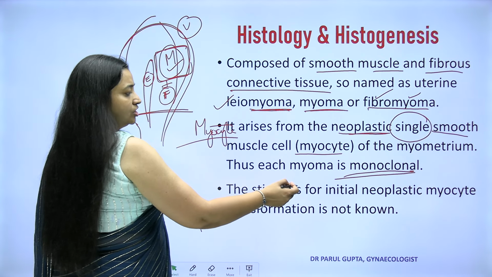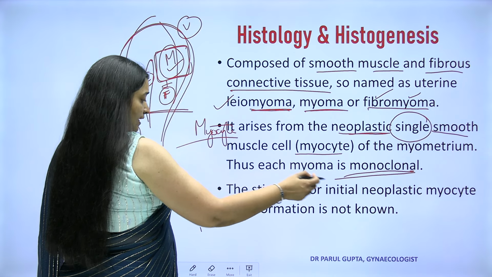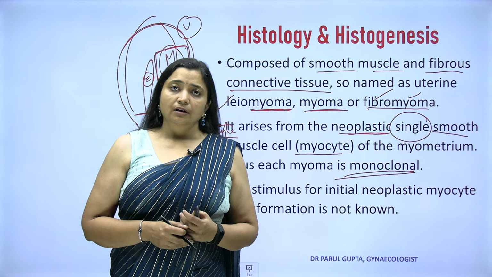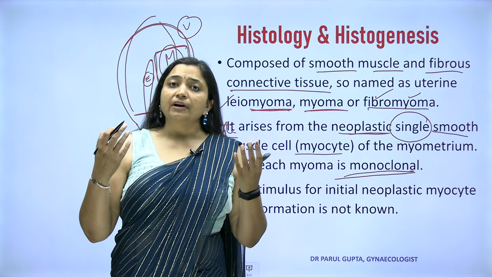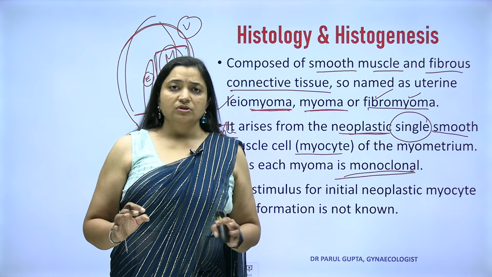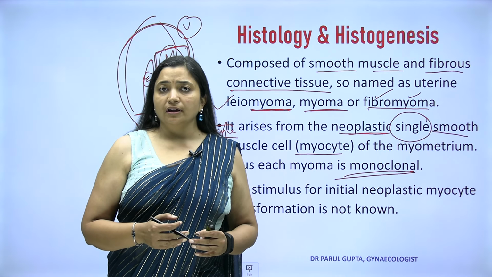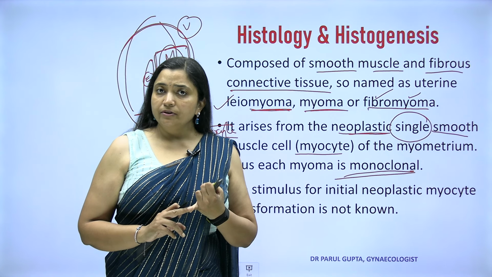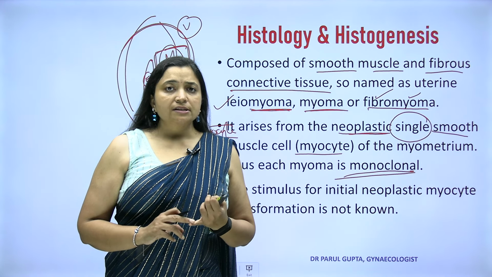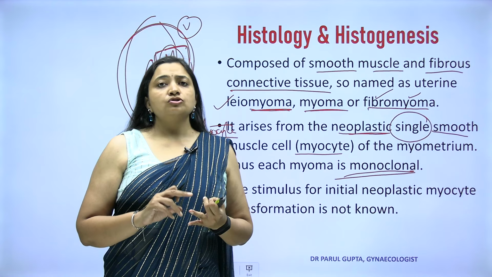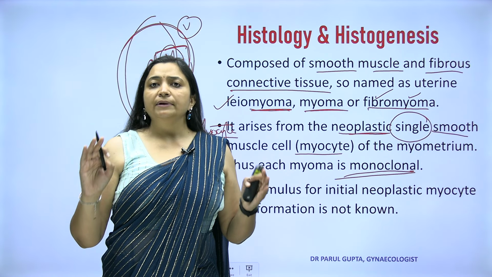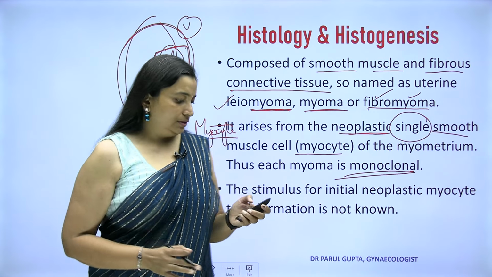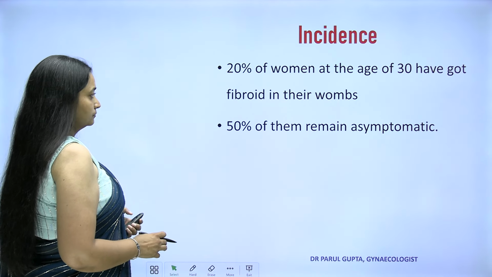The stimulus for initial neoplastic myocyte transformation is not known. We don't know why a fibroid is made, what happens and why a fibroid is formed. It is unknown. Still, there are some theories that we'll be talking about, but to understand from this slide, it arises from the myometrium, it consists of smooth muscle and fibrous connective tissue. So fibromyoma is a better term. It arises from a single myocyte, so it is monoclonal.